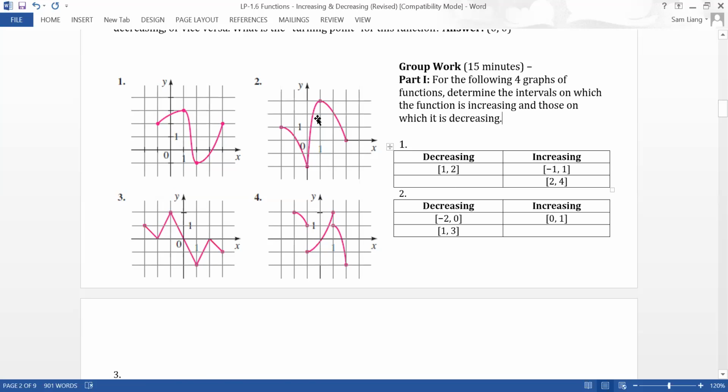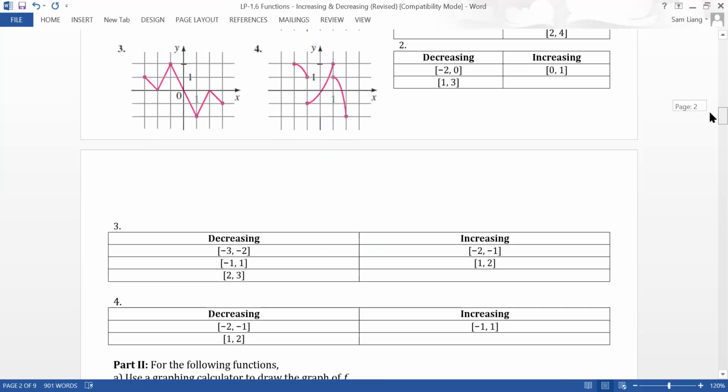Question 2, we're going to use this graph, right? Decreasing from -2 to 0, so here to here. And then it's increasing from 0 to 1, so from here to here. And then decreasing again from 1 to 3. Okay. If you need to copy any of these, please pause the video here. Otherwise, I'll move on.